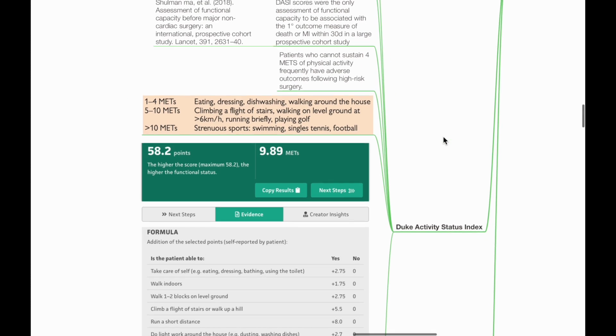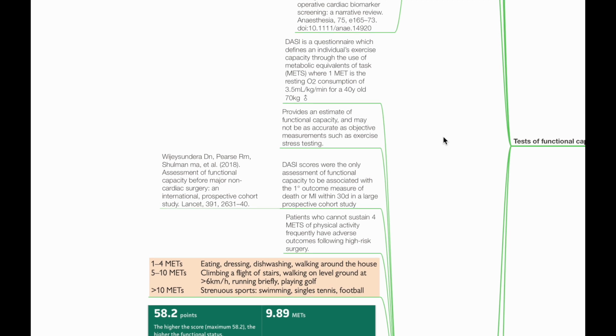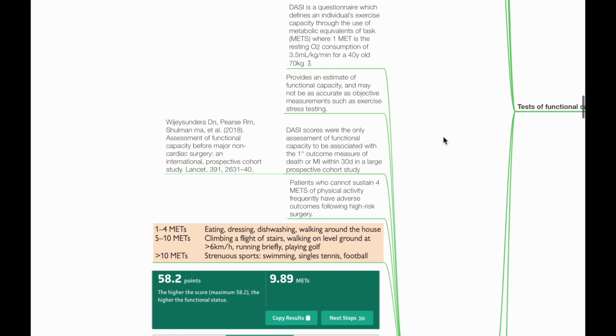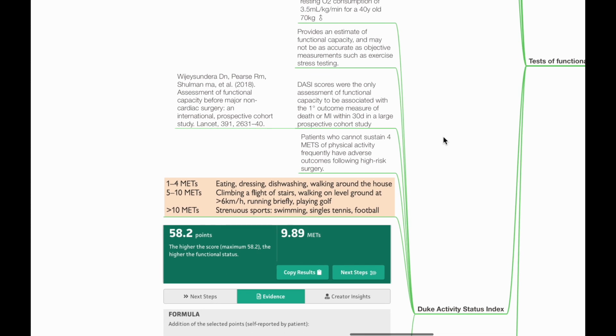Duke Activity Status Index. DASI is a questionnaire which defines an individual's exercise capacity through the use of METs, metabolic equivalent of task, where 1 MET is the resting oxygen consumption of 3.5 ml per kg per minute for a 40-year-old 70 kg male. This provides an estimate of functional capacity. However, it may not be as accurate as objective measurements such as CPET.